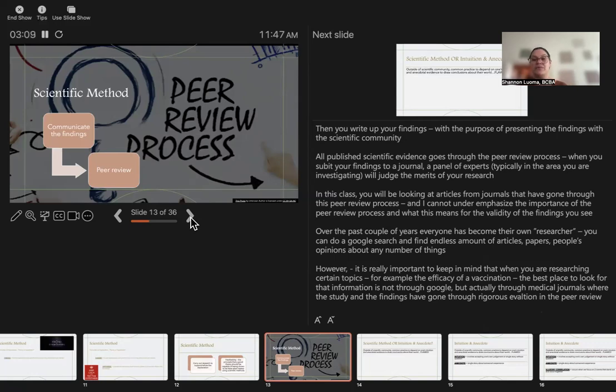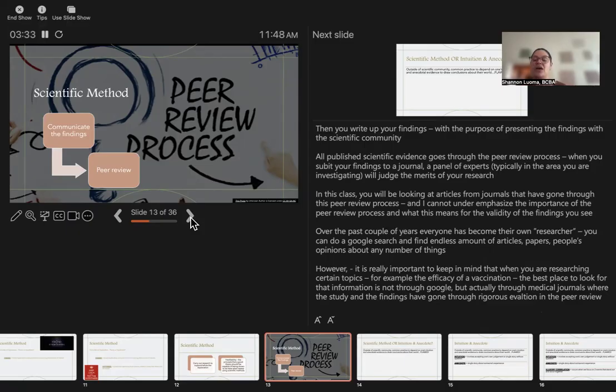So this is when people will replicate. This is when people will run a slightly different study and see if they get similar or different results. And all of that research combined is going to move our science forward on the topic that we are looking at.